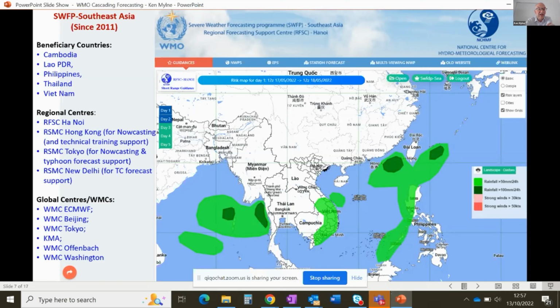And you can see down the left-hand side links to various other bits of information and things that people can access as well.